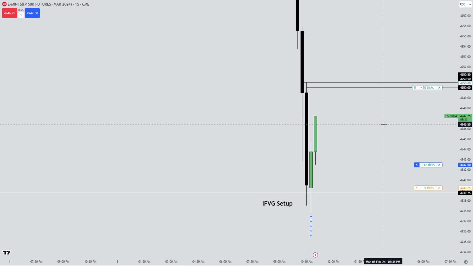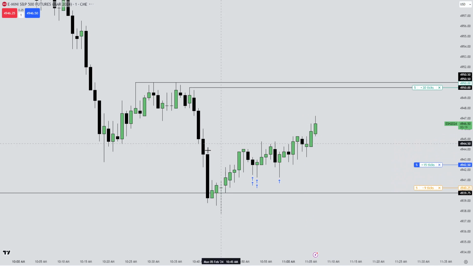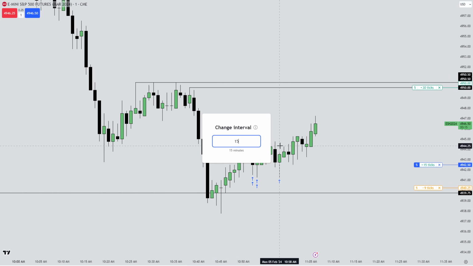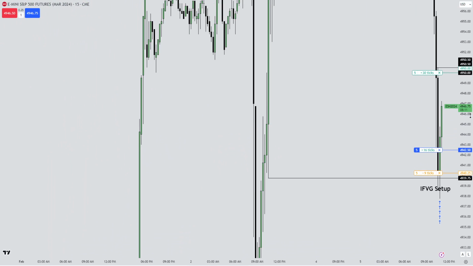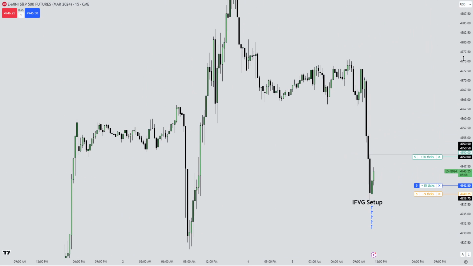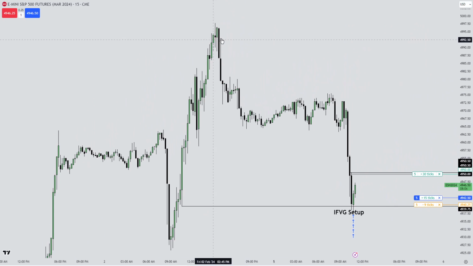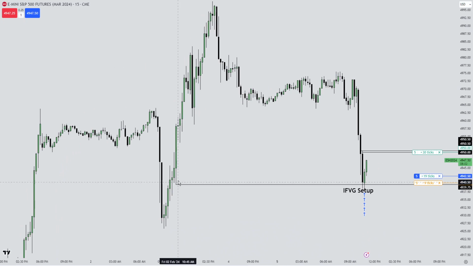You need to have a potential draw on liquidity, and you're using this model as feedback from the algorithm of where price is likely to go. So you need to know where and when to look for these setups. We have this previous low over here. If you look at this entire move down, okay, price reversed up here. It returned all the way back down. We're in a deep discount and price took out sell side liquidity.